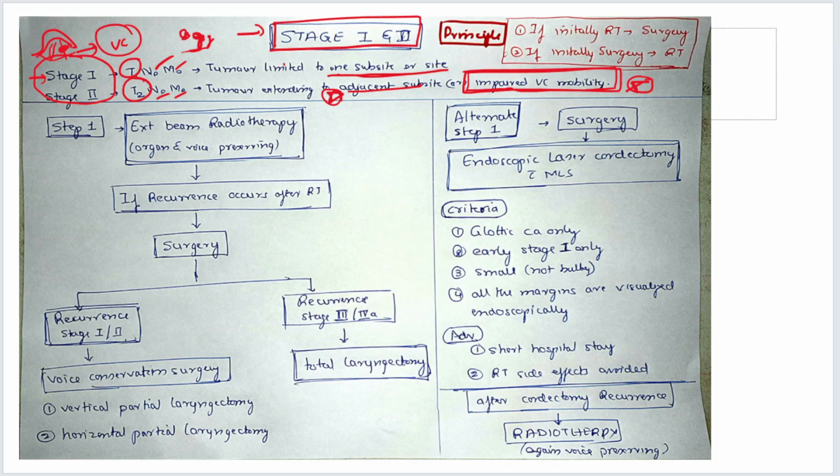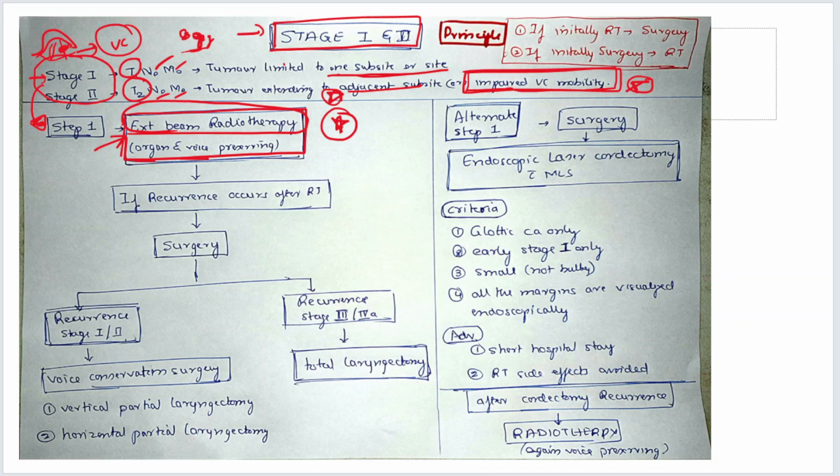So stage 1, what do you do? As we said, external beam radiotherapy is the treatment of choice. This is the first step. When you say stage 1 and stage 2, the first thing that you think of is external beam radiotherapy. So this is how you approach the patient, right? Because it is organ and voice preserving.